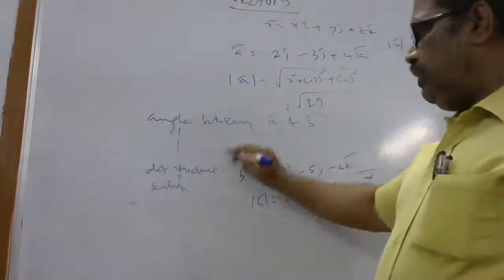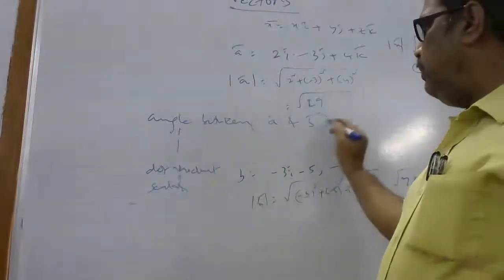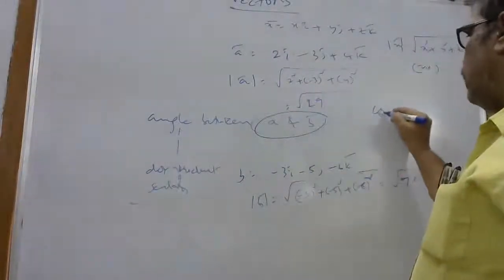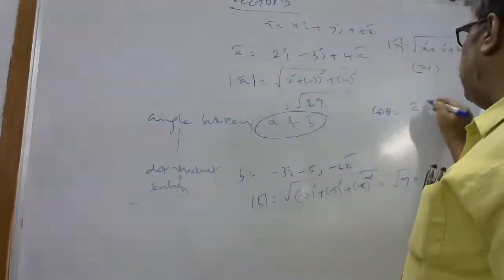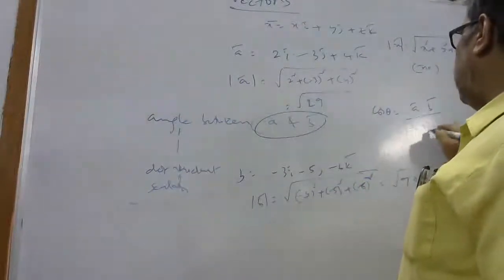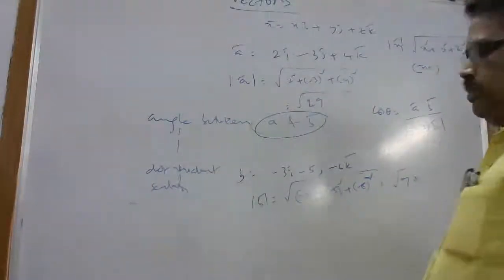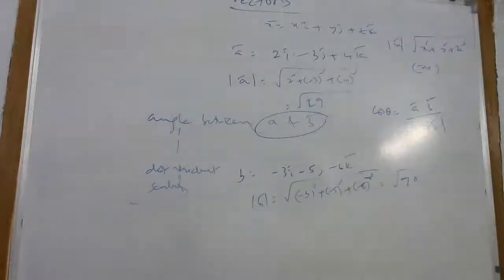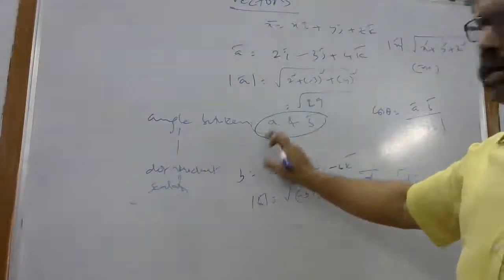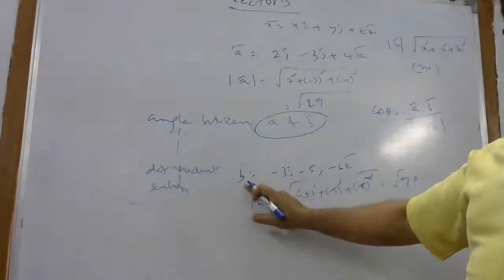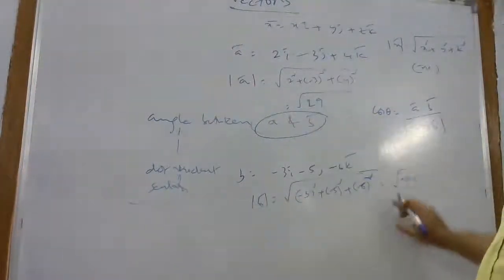But you understand the angle between dot product and scalar. Okay, angle between the two vectors I want. What is the formula? Cos theta is equal to a bar dot b bar by mod a bar mod b bar. Is the formula understood? Clear, beta? Because you want the angle between them, you have to use the dot product. So cos theta is equal to a bar dot b bar.